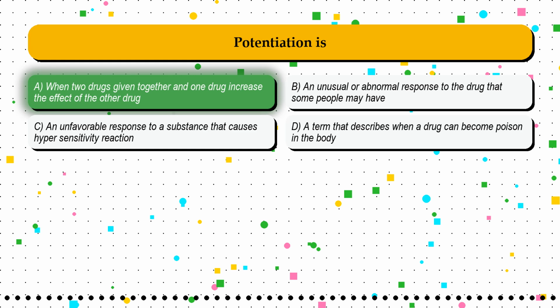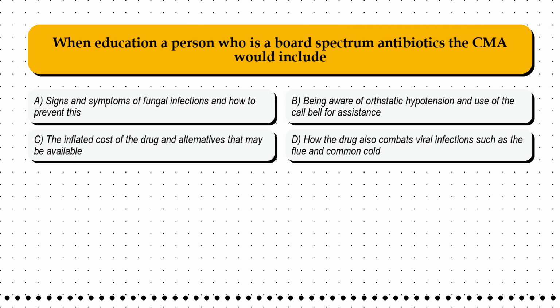The correct answer is option A, when two drugs given together and one drug increases the effect of the other drug. Question 232. When educating a person who is on broad spectrum antibiotics, the CMA would include: Option A, signs and symptoms of fungal infections and how to prevent this. Option B, being aware of orthostatic hypotension and use of the call bell for assistance.